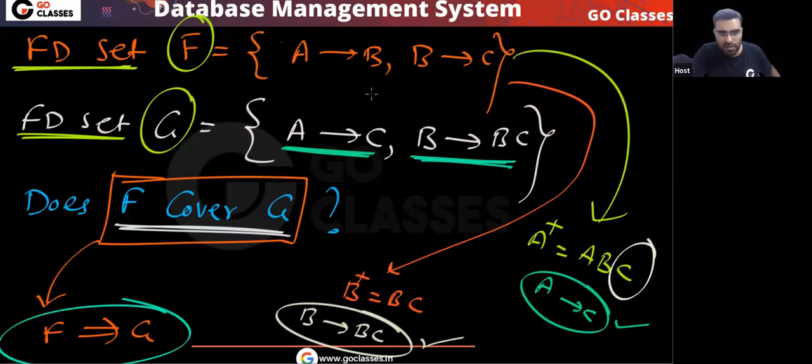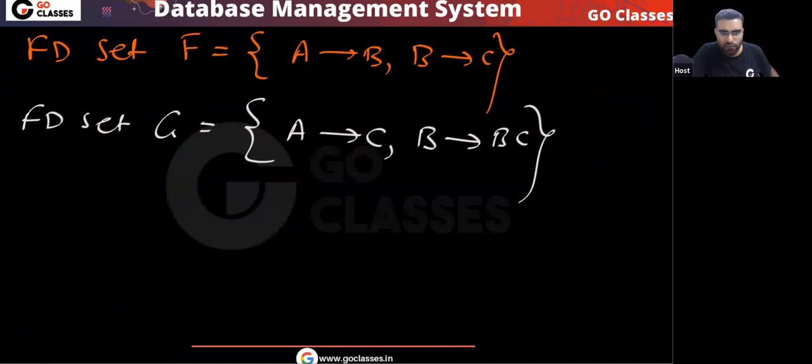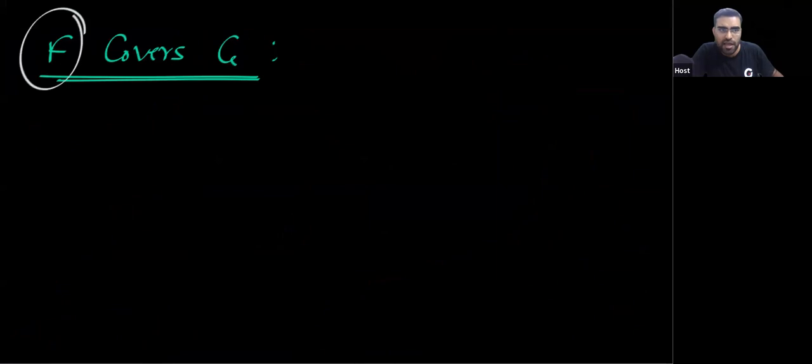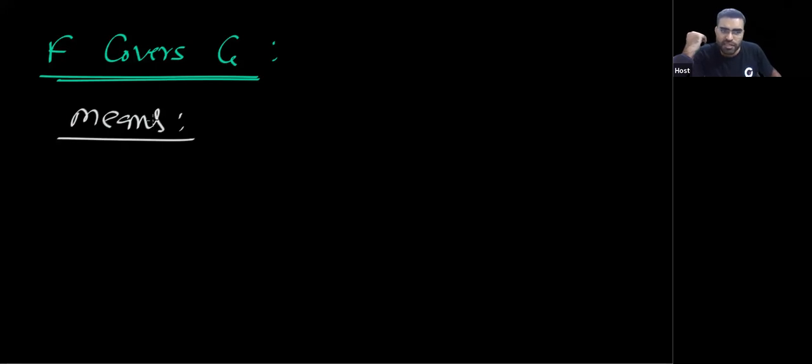Let me give you an analogy. What does F covers G mean? It means F is saying I am covering you. Whatever you can do, I can also do, and I can do something extra. Whatever G can do, F can also do. Maybe F can do something extra.